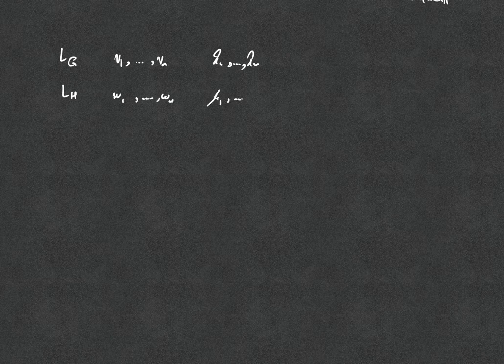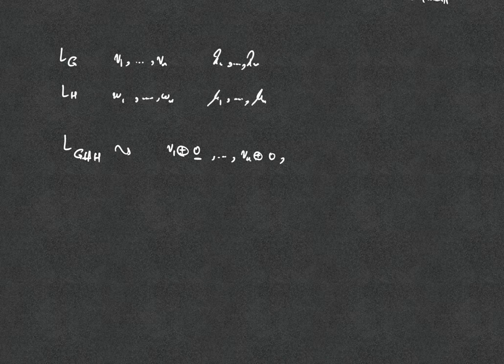Now in the previous example, if LG has eigenvectors v1 to vn with eigenvalues lambda 1 to lambda n, and LH has eigenvectors omega 1 to omega n with mu 1 to mu n as the eigenvalues, then the Laplacian of the disjoint union of G and H is going to have eigenvectors like this, with all 0s in the other block.